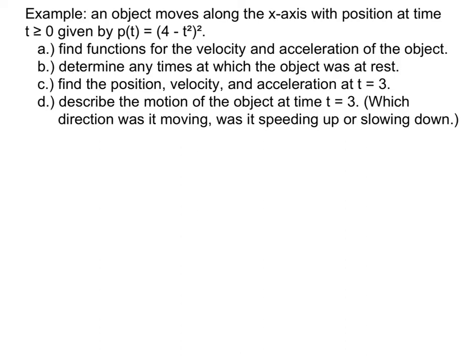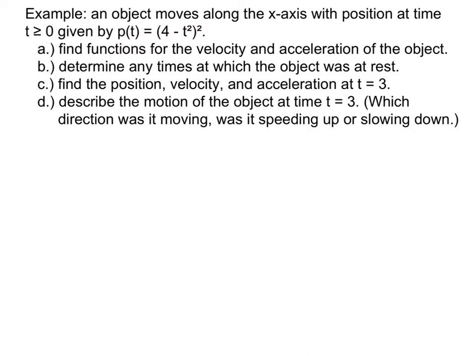So here's this example. An object moves along the x-axis with position at time t greater than or equal to 0, given by p of t equals (4 minus t squared) quantity squared. I should point out here, sometimes this function will be called, instead of p of t for position, x of t or y of t, depending on whether it's moving along the x-axis or the y-axis. So just heads up, it's not uncommon to see a function called x of t. We've got four parts here, and we'll go through them one at a time.